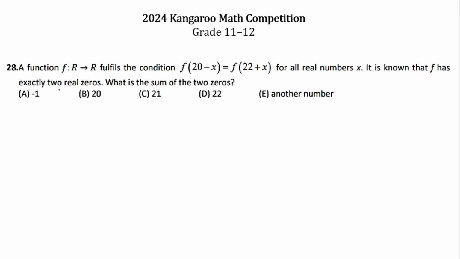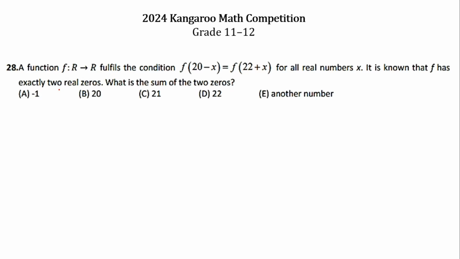Problem 28. A function f from R to R fulfills the condition f of 20 minus x is equal to f of 22 plus x for all real numbers x. It is known that f has exactly 2 real zeros. What is the sum of the 2 zeros?